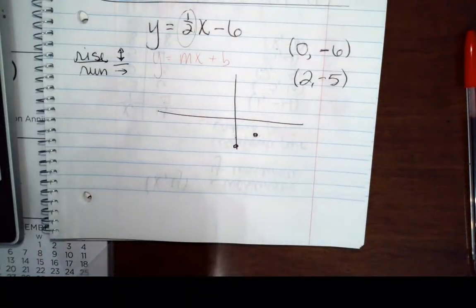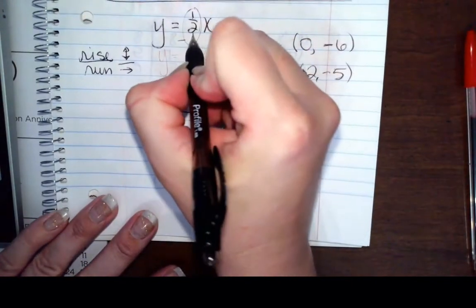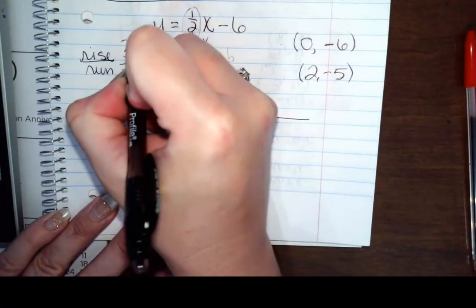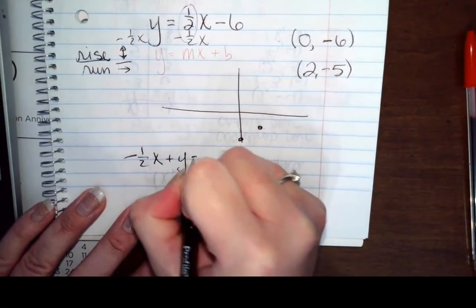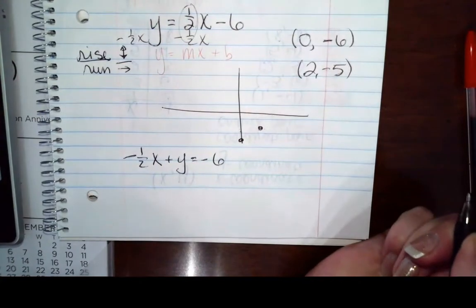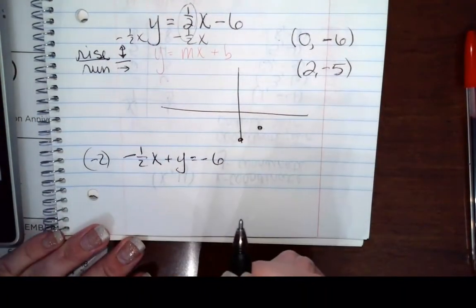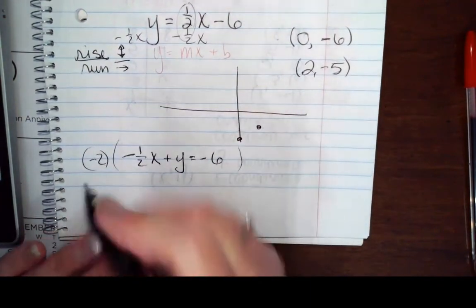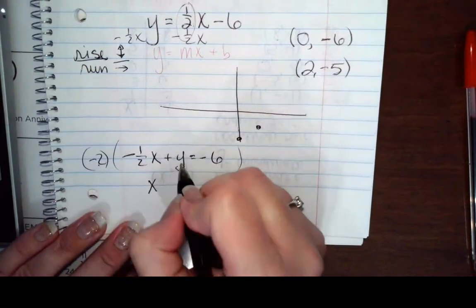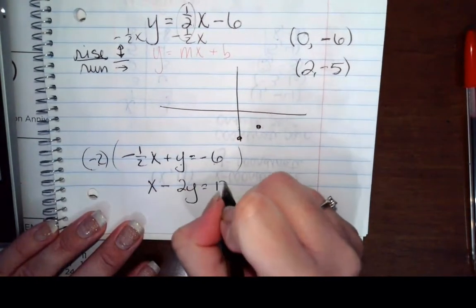Now, just for kicks, I could have subtracted my 1/2 x. So now I've got -1/2 x + y = -6. And I could have multiplied through by -2. Now I'm not advocating that you do this. I'm just saying you could have. So -2 times this gives me x, -2 times this gives me -2y, and -2 times -6 gives me 12.